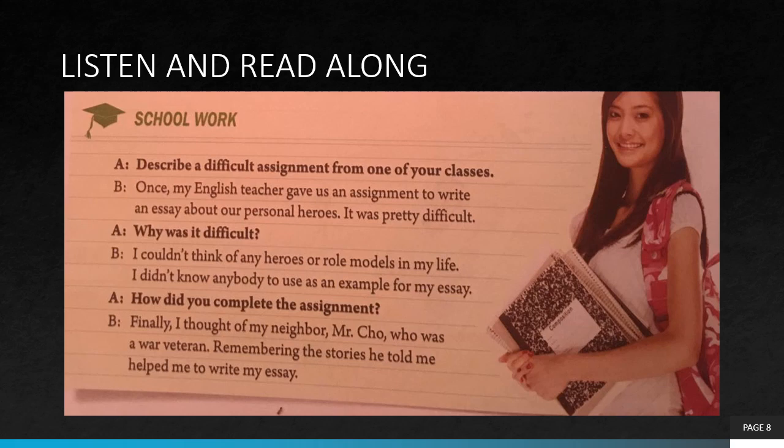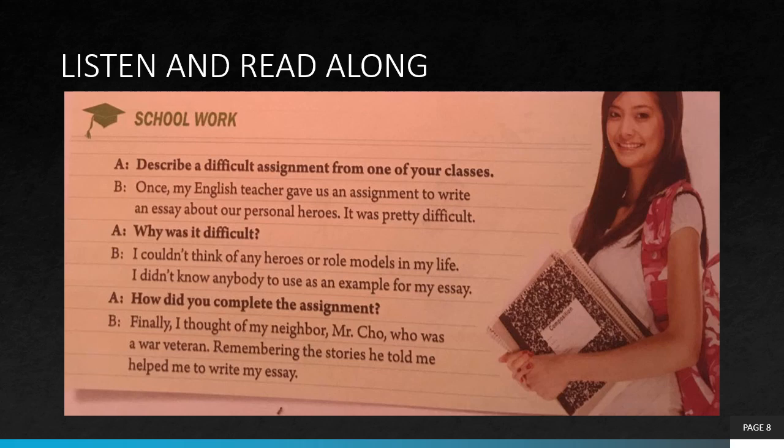This conversation is about schoolwork. Describe a difficult assignment from one of your classes. Once, my English teacher gave us an assignment to write an essay about our personal heroes. It was pretty difficult. Why was it difficult? I couldn't think of any heroes or role models in my life. I didn't know anybody to use as an example for my essay. How did you complete the assignment? Finally, I thought of my neighbor, Mr. Cho, who was a war veteran. Remembering the stories he told me helped me to write my essay.